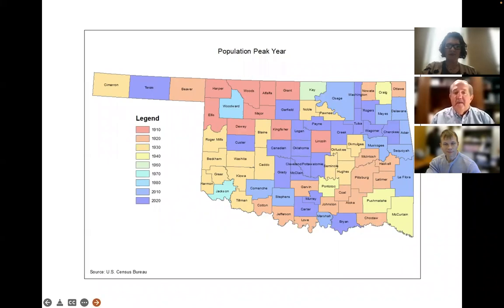It breaks down county population and identifies the census year that the county had the largest population on record. We went all the way back to 1910, brought it forward through the census year 2020, and identified the census year when that county had the largest population. What you see with those pink counties, Harper County, Woods County, and across the northern tier of our state, those are counties that had the largest population on their record in 1910, more than 100 years ago. Tells you that there's not been a lot of population growth in those counties for the last century.